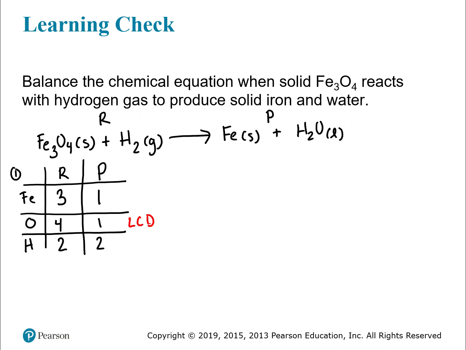We've got a 4 and a 1. The lowest common denominator is 4. So where we see oxygen on the product side, we're going to put a coefficient of 4 out in front. Now that's going to change some things. Let's see what we changed.